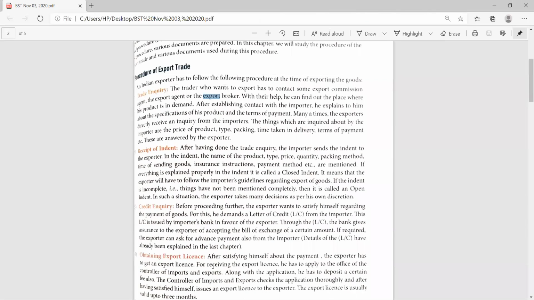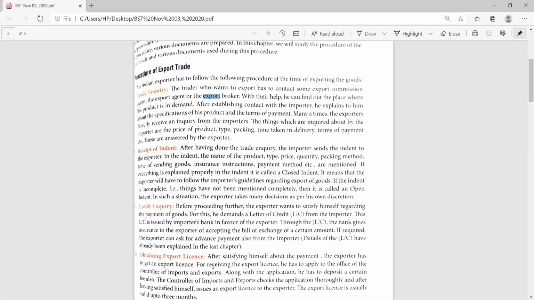Procedure of export trade. First of all, trade inquiry. Yes, no doubt, as in import trade, we also did the first step, that is the trade inquiry. As the importer has to make queries when importing the goods, very similarly, whenever goods are exported to another country, the exporter has to get the payment back. So they also have to make queries, satisfy their query session, as well as inquire about the various terms.